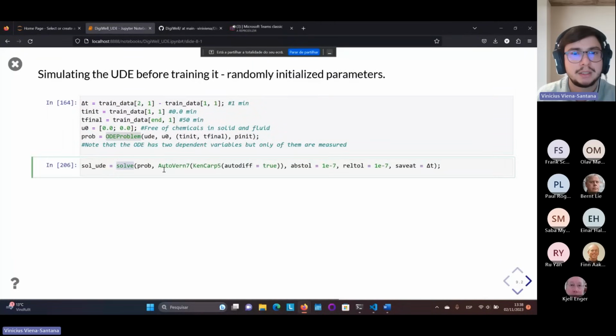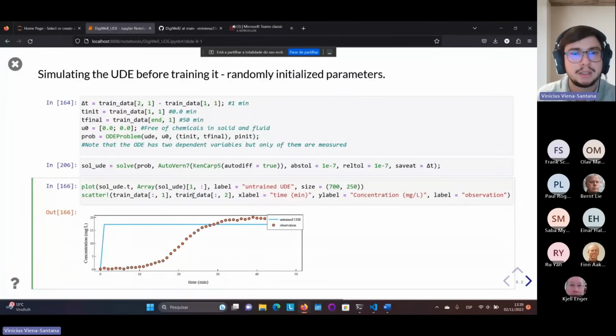I have to solve it, and to solve it, I can use a solver. In Julia, you have plenty of solvers for ODEs. I brought here a version that allows auto switching between solvers that can handle stiffness and non-stiffness. So basically, it automatically detects when my system is stiff and switches the solver accordingly. So I set up my tolerances for solving and also my save at vector. So it's saying that, okay, I will save my outputs every 1 minute, which is given from my training data.